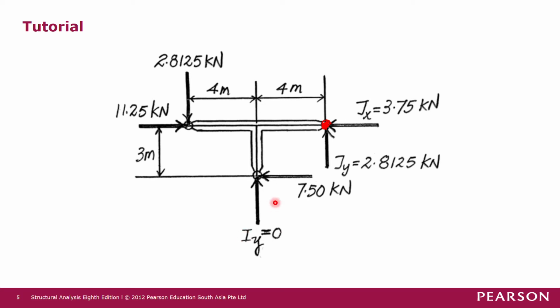Then we move on to use the total forces in the vertical direction. Then we get minus 2.8125 kilonewton plus Iy, which is 0, plus Jy equals to 0. So solving for that, Jy is 2.8125 kilonewton outward force. So now all the unknowns have been solved. Next, we will move on to the other part of the frame.